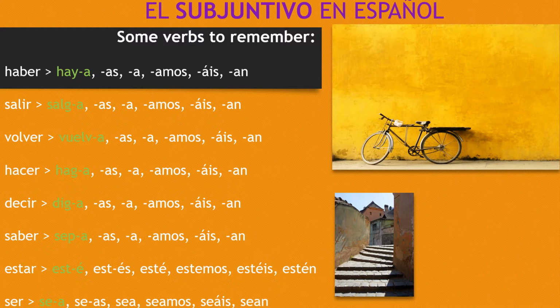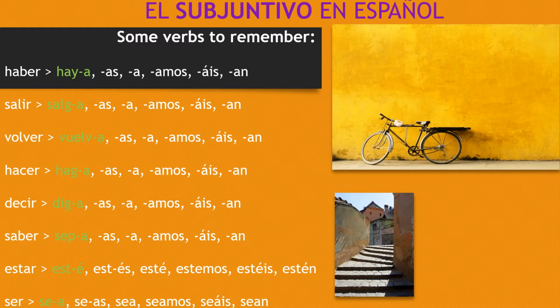You don't need to memorize them, but you will see them often. If you keep something in mind, keep the first person singular, okay? And be able to differentiate it from the first person singular of the indicative, okay?